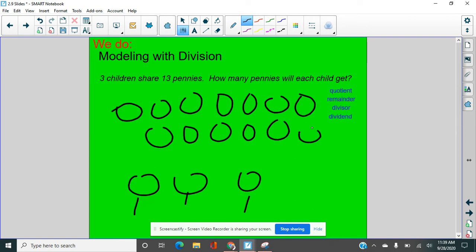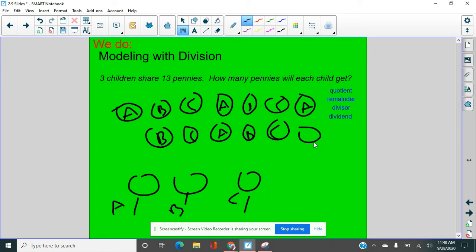11, 12, 13. How many pennies will each child get? Right? They all have to receive the same because we're dealing with equal groups when we divide. Right? So if we call these children, we'll give them fantastic names like A, B, and C. As we give these pennies out, A, B, C, A, B, C, A, B, C, and so on. A, B, C. Uh-oh. What about this one?